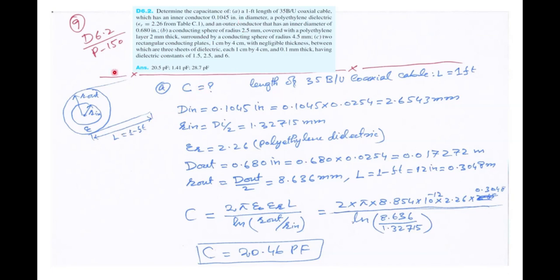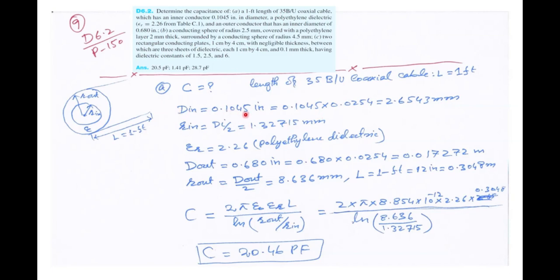So let us consider this structure. R in represents the radius of the inner conductor, R out represents the radius of the outer conductor. In between the two conductors, the insulating material is polyethylene dielectric. The relative permittivity of that material is 2.26. The length of this coaxial cable is 1 foot. So we have to calculate the capacitance of this structure using this given data.